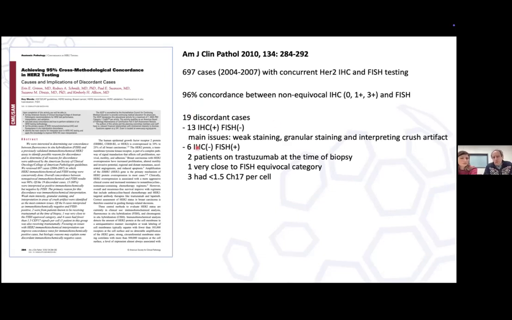Okay, and then when you look at the discordant cases, there are reasons for it. Some patients were on treatment with trastuzumab. Some patients have very close equivocal results, and in the small percentage of these cases, the main issue was about interpreting the stain. And I think this is an element that is repeated. The interpretation is the critical issue. However, we are quite good at interpreting the two-tier system. We're quite good, and we also have experience with it, and we have long-term knowledge.